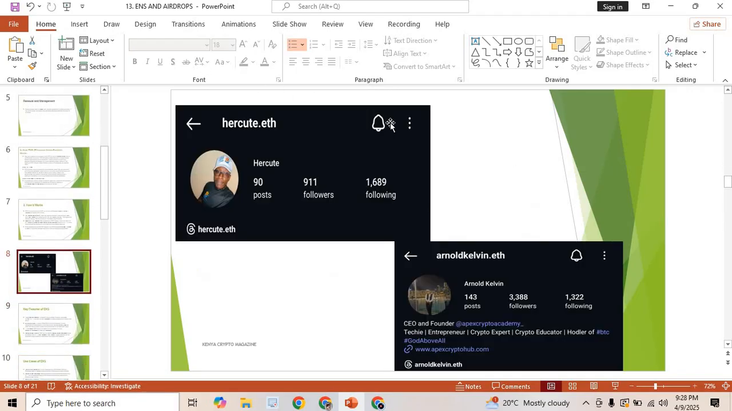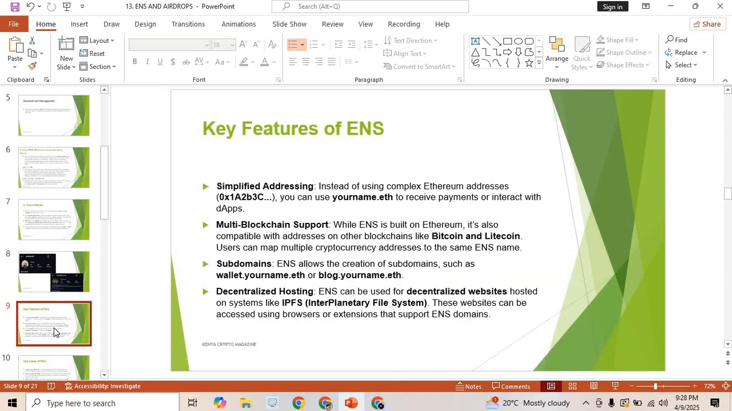So these are basically examples. These are my friends, Hackett.eth and ArnoldKevin.eth. Arnold Kevin owns a school called Apex Crypto Academy. You can check it out. So these are examples of ENS names. You can use it as your bio on Instagram or wherever. But mainly, those names can be used to receive crypto.